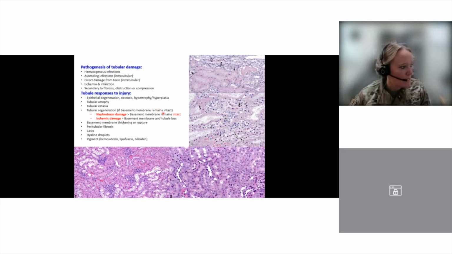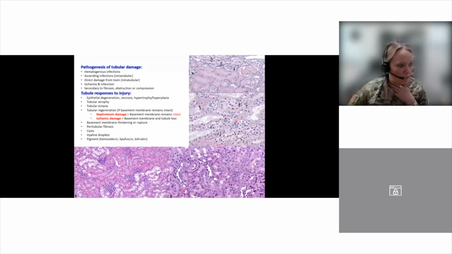One thing I do like to keep in mind is that the tubules can regenerate, but that's only if the basement membrane's intact. So if you have ischemic damage, you usually lose the basement membrane and they can't regenerate. But a lot of nephrotoxins just affect the epithelial cells. They don't affect the basement membrane, it stays intact, and they regenerate.